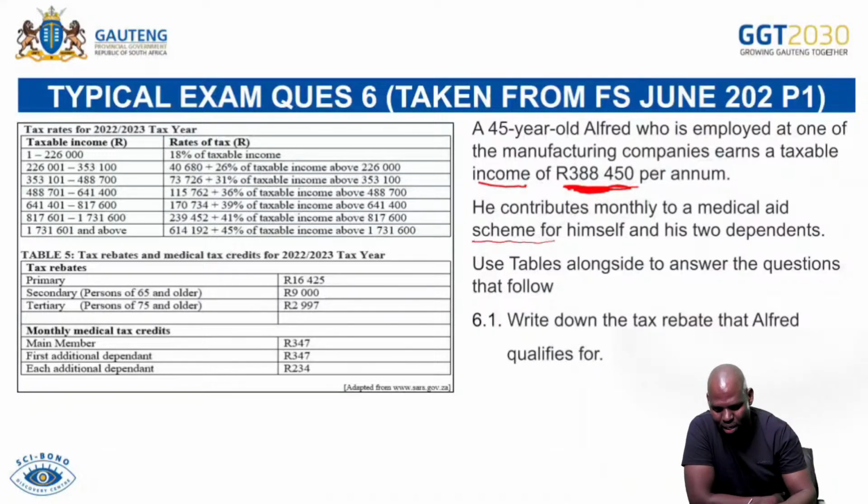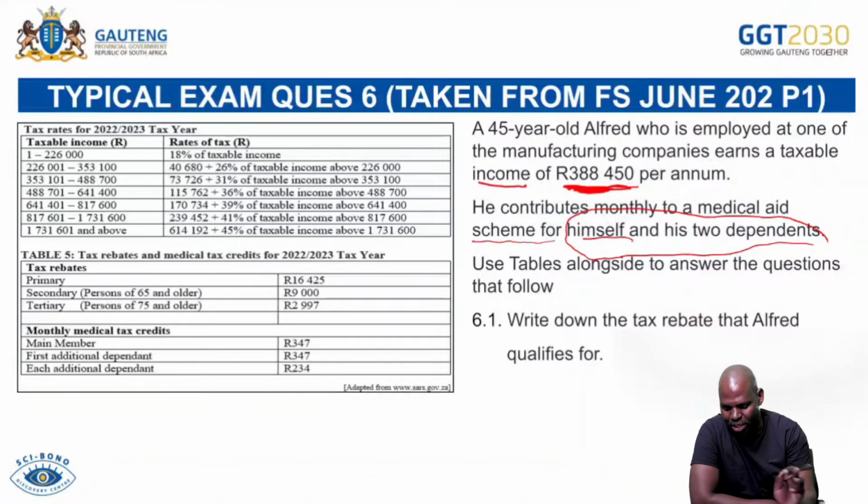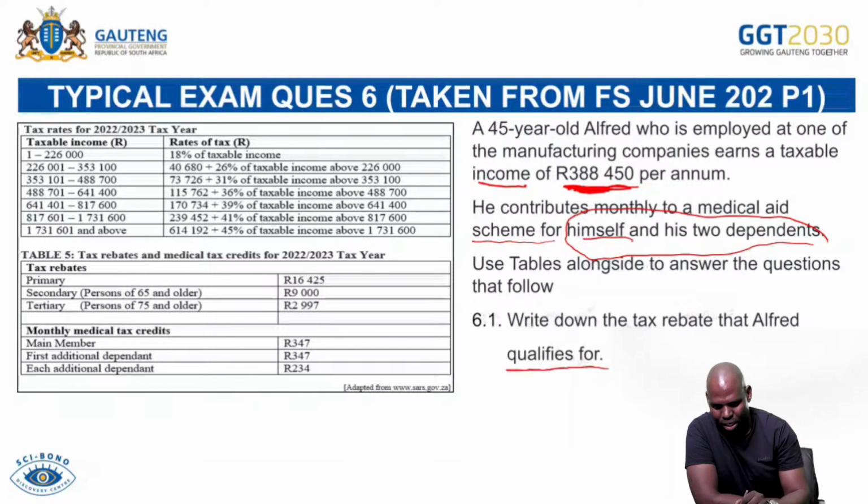He contributes monthly to a medical aid scheme for himself and his two dependents. In other words, there are three of them on the medical aid: Mr. Alfred himself plus his two dependents. The two dependents might be a wife and a child, but it does not matter. What we know is it's himself and two other dependents. Use the tables alongside to answer the questions that follow. 6.1. Write down the tax rebate that Alfred qualifies for.